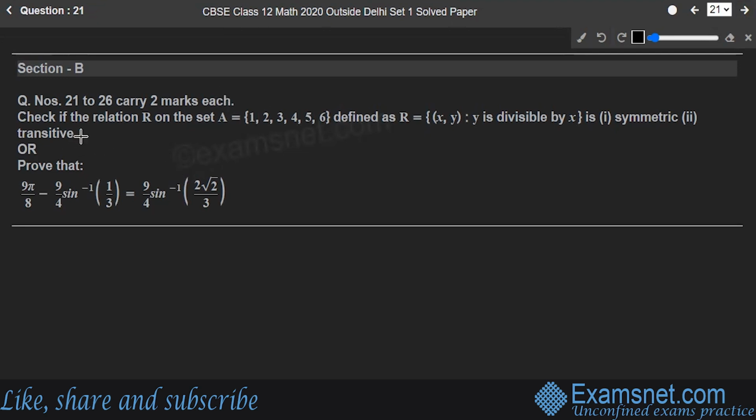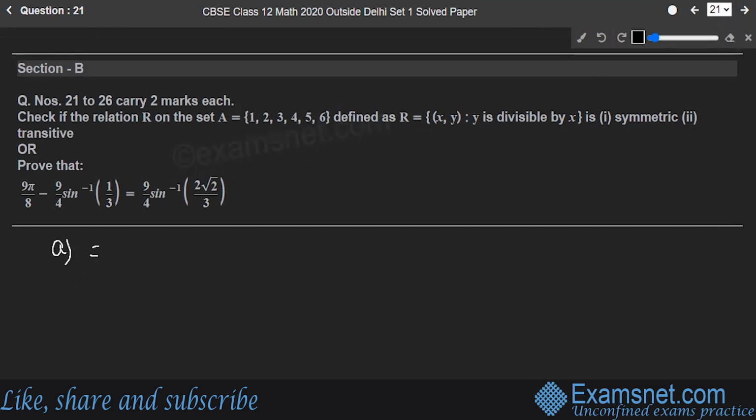Now you have to check if the relation R on this set, defined as R = {(x, y) such that y is divisible by x}, is symmetric or transitive. Or you have the second part as well. You can do any of these. Let's go with the A part first.